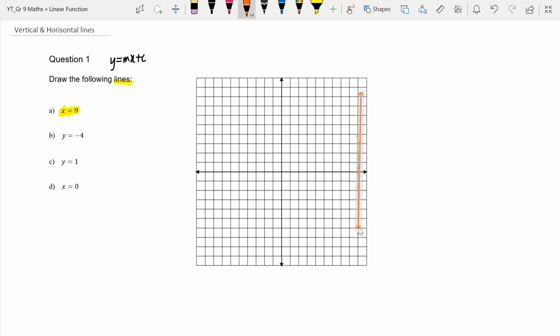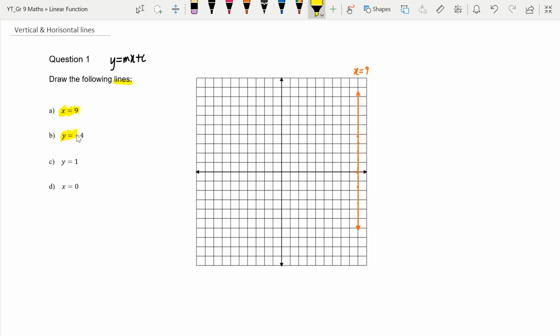Well, let me try and get it on there. That would be the line x is equal to 9, because everywhere there x is equal to 9. That line has an undefined gradient. Refer back to the video on gradients where we talk about that a little bit and why the gradient is undefined.